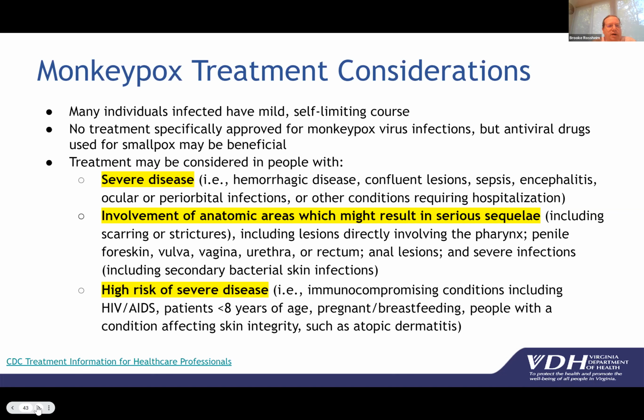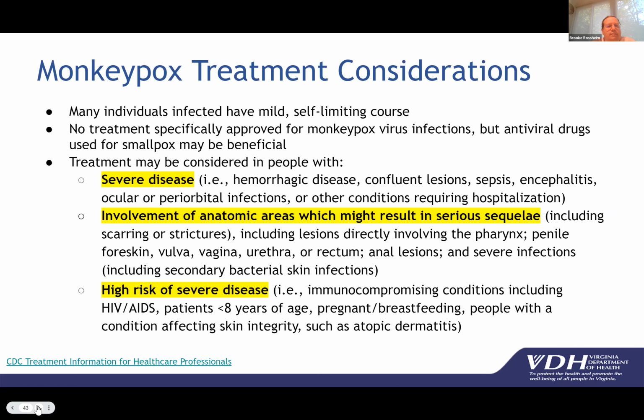Another reason: people who have monkeypox involvement of anatomic areas which might result in more serious sequelae of monkeypox disease. As an example, monkeypox illness can leave behind scarring or strictures. So if you have people who have monkeypox of the urethra, the penile foreskin, vulva, vagina, the rectum, the bowel, places where you would not want a stricture formation or scarring to happen, then that would be another reason to look at treatment medication.